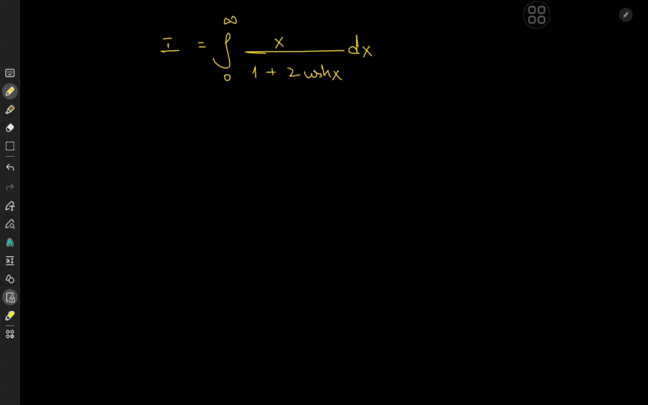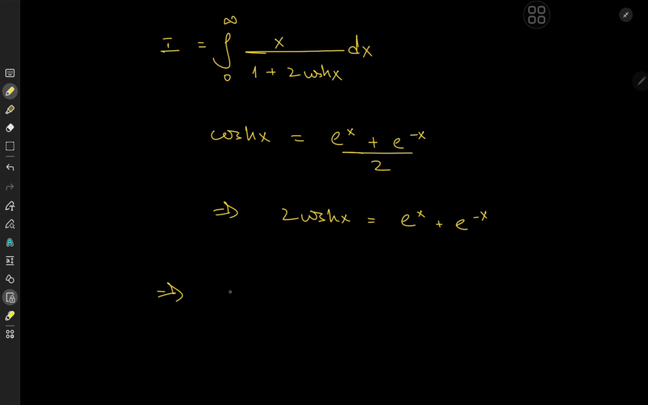So the first thing I'd like to do is make use of the definition of the cosh function. So cosh x is defined as e to the x plus e to the minus x over 2, which implies that 2 cosh x, which is exactly what we have in the denominator besides 1, is e to the x plus e to the minus x. And this implies that the target integral I is now the integral from 0 to infinity of x dx over 1 plus e to the x plus e to the minus x.